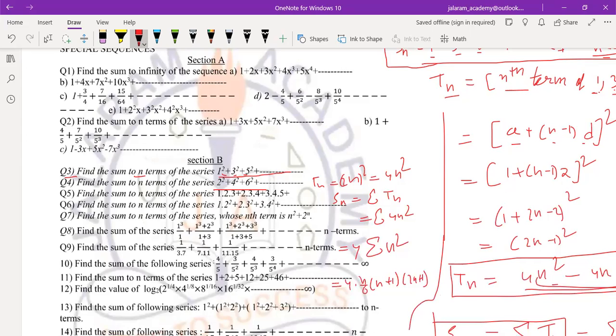So continue to solve these questions and ask your doubts so that I will further discuss the other questions from this sheet. Okay. So continue the sheet and ask your doubts in the comment box if you have any. And watch the videos and correct your mistakes. Okay. Understand the concept.